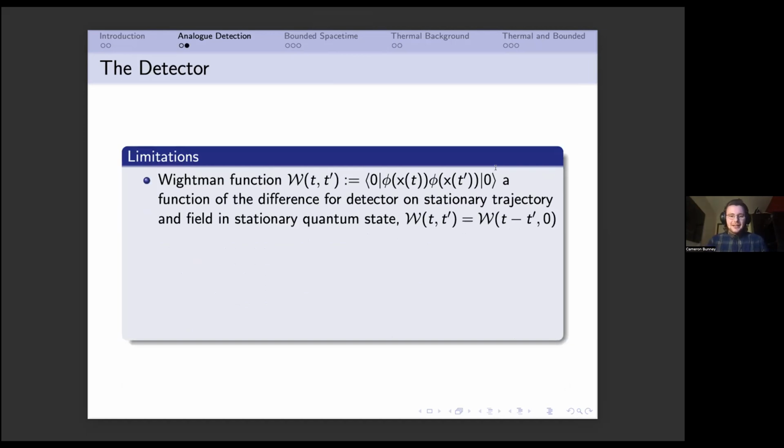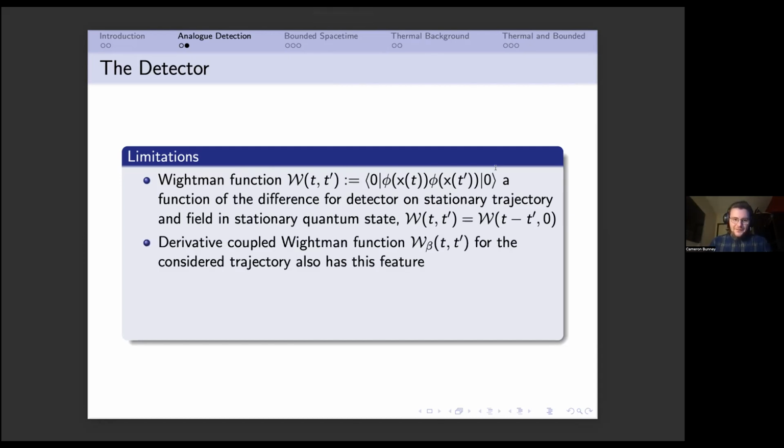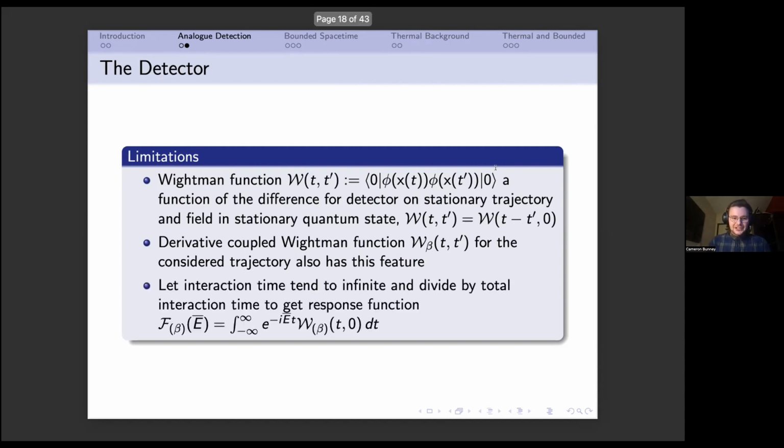So then some limitations. If we look at something on a stationary trajectory, then in fact the Wightman function is not a function of two variables, but only a function of the difference in the two times, where the Wightman function is phi of x and phi of x prime. It's only a difference between the times that we need to consider. And fortunately, the derivative coupled thermal Wightman function on a circular trajectory also shares this feature. The main limitation is that we consider infinite interaction time, so we let this tend to infinity. And then since we have a function of only the difference in times, we can divide out by the total interaction time. And then we get what I will now refer to as the response function, that is effectively a Fourier transform of the Wightman function.